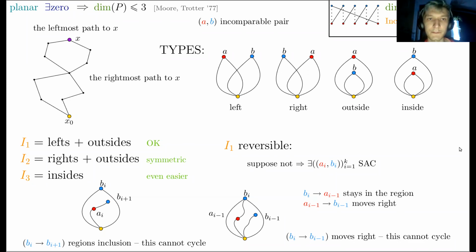So this finishes maybe the only proof which I showed with all the details. And now we will move to some more difficult stuff. But this idea with dividing pairs into types will stay with us, and leftmost, rightmost paths, and so on.